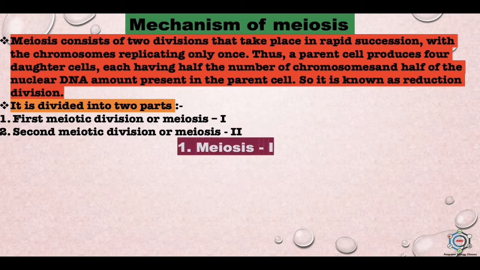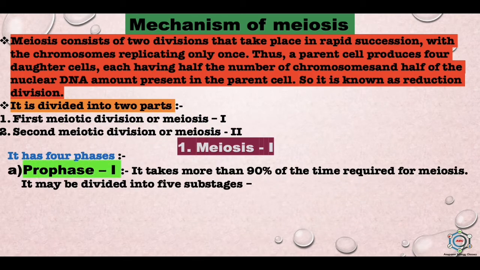So, first, that is meiosis I. In this phase, the two homologous chromosomes of each pair separate from each other and go to separate daughter cells. This reduces the number of chromosomes from diploid to haploid, and so this stage is known as heterotypic division. Meiosis I is heterotypic division because here the number of chromosomes reduces from diploid to haploid. It has 4 phases, in which the first one is prophase I. It takes more than 90% of the time required for meiosis.